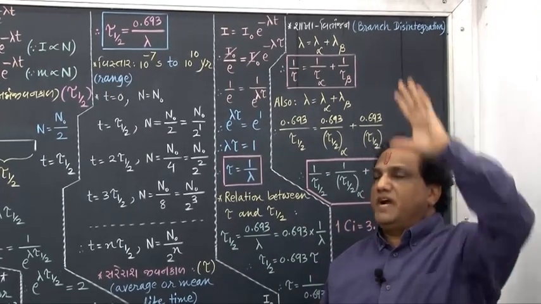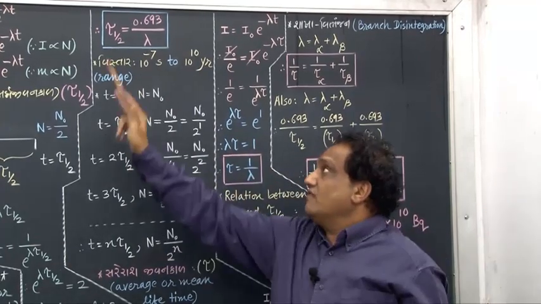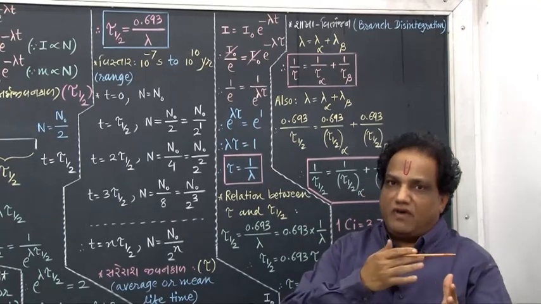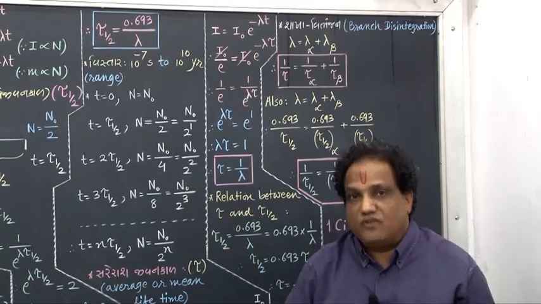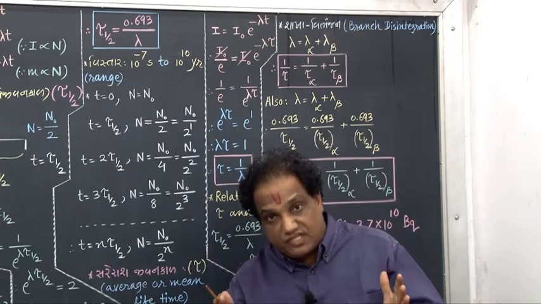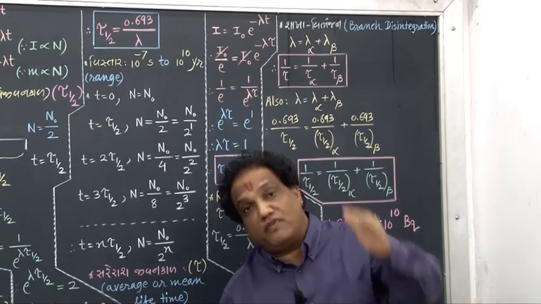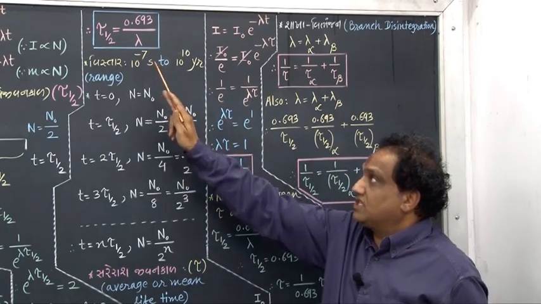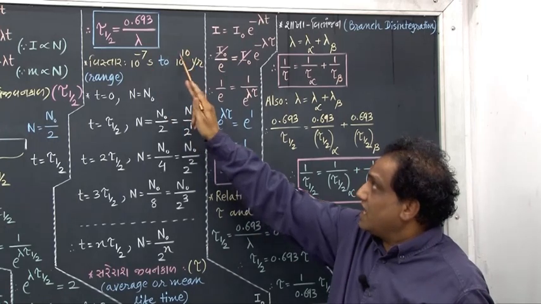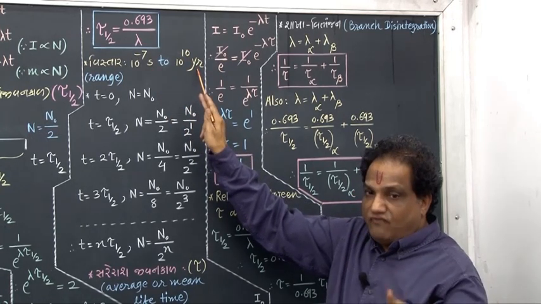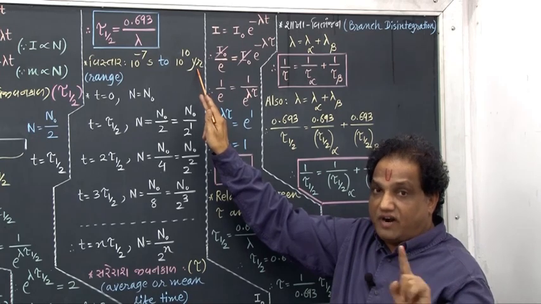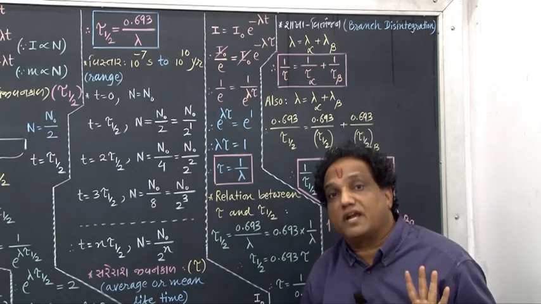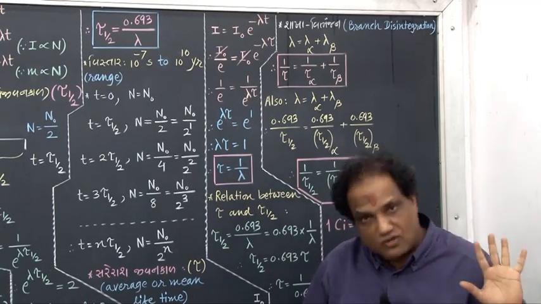For different radioactive elements, values of lambda are different. So values of tau half are also different. And when we find out the half-lives for all the elements, we come to know that it ranges from a very small time interval to a very large time interval. It ranges from approximately 10 raised to minus 7 second to 10 raised to 10 year. Remember, the range of half-life for different radioactive elements is approximately 10 raised to minus 7 second to 10 raised to 10 year. Got it?